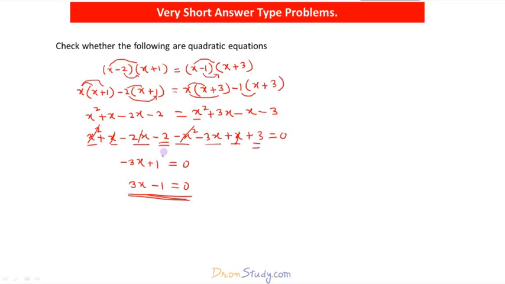Now check the highest exponent. So here the highest exponent of this equation is 1 and therefore the given equation is not a quadratic equation, because the highest power is not 2.